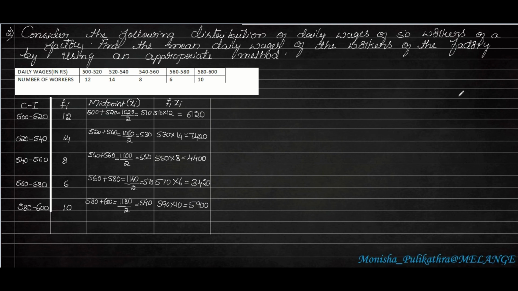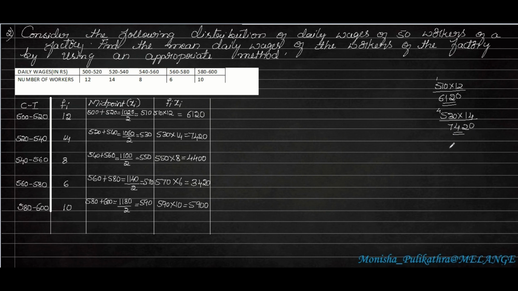You can do the working here also. So that is 510 into 12. So 12 into 0, 0; 12 ones are 12, 1 carry; 12 fives are 60 plus 1 is 61. So 6120. So next one is 530 into 14. So 14 into 0, 0; 14 threes are 42, 4 carry; 14 fives are 70 plus 4 is 74.